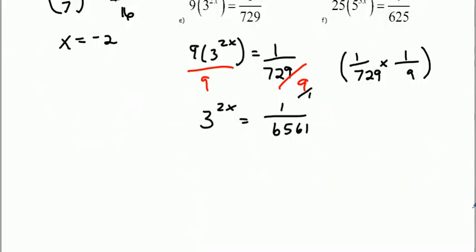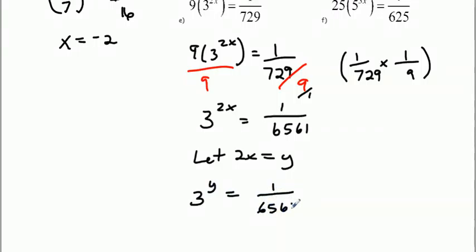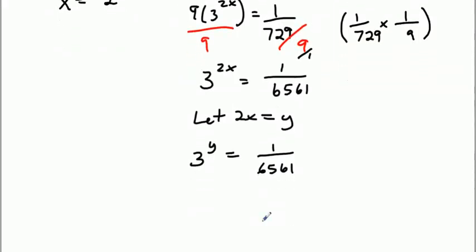Okay. So at this point, we want to solve for x. So what we would do is we would let 2x equal y, so that we're just working with a single variable. So we would have 3 to the y equals 1 over 6,561. All right, so again with the fraction over here on the right-hand side, we know then that our y is going to be negative because we have to go from a big number of 3 into a smaller number of 1 over 6,561. So the question is, 3 to the what equals 6,561?